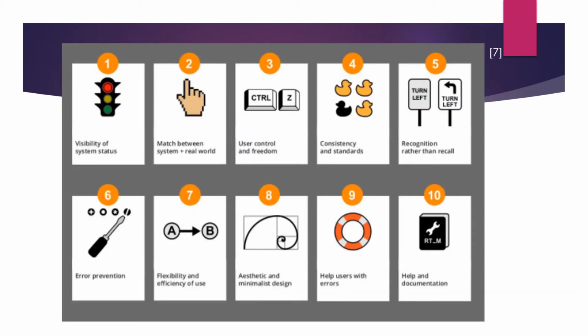This is another picture that I really liked. It has everything all in one. And so you've got visibility of status, which is red. This is a no-go. Using the finger as your pointer, Control Z for your undo option.